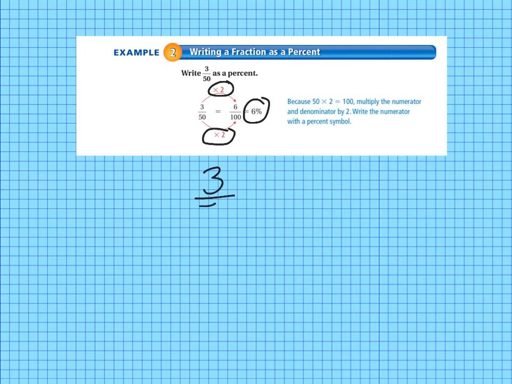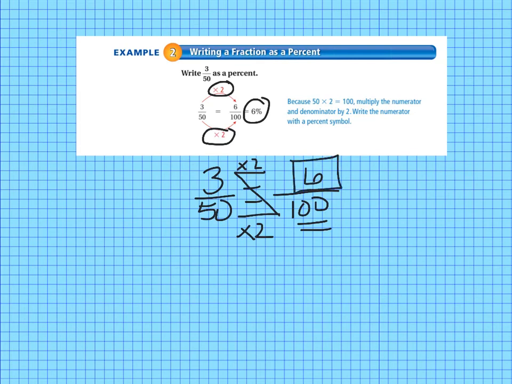Sometimes you will see me show this in class as what we call the backwards Z. So I know what I want my denominator to be. I want it to be 100. So I say 50 times what equals 100, and you say times 2. And I say, well, 3 times 2 equals 6. And I draw this backwards Z in here to help you track where to go with your multiplication. And then 6/100ths equals 6%. So it's another way of showing the same thing that our book shows.